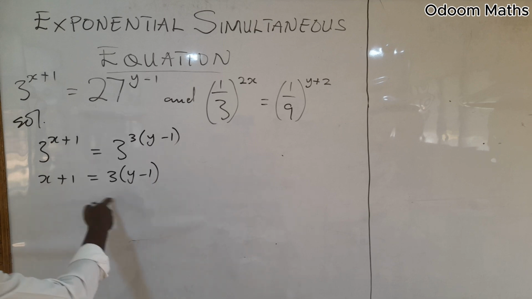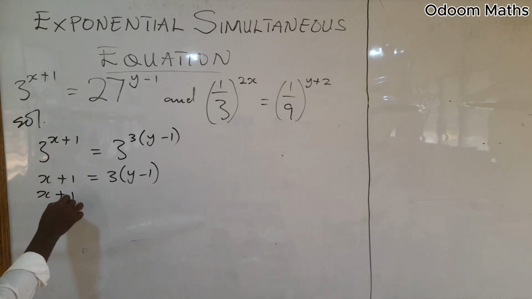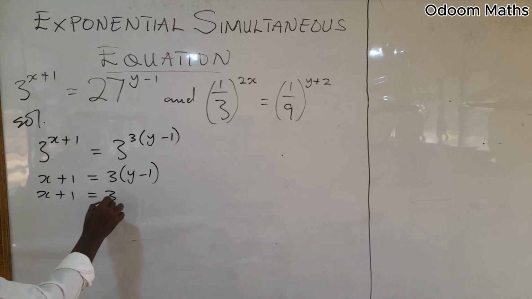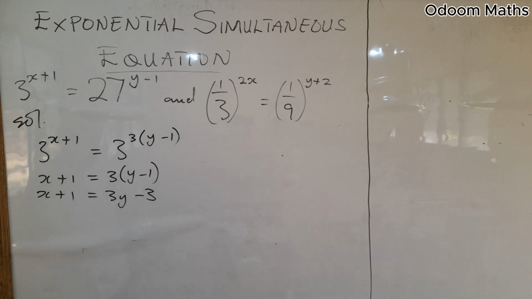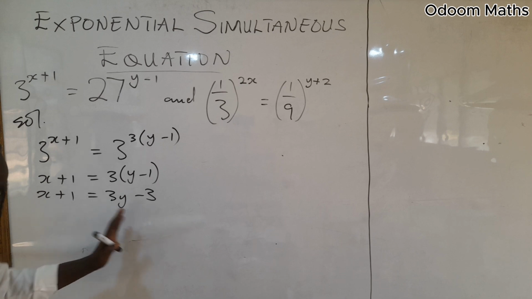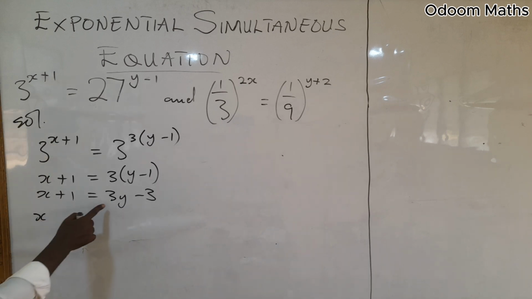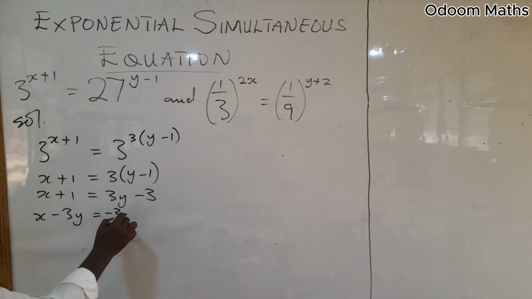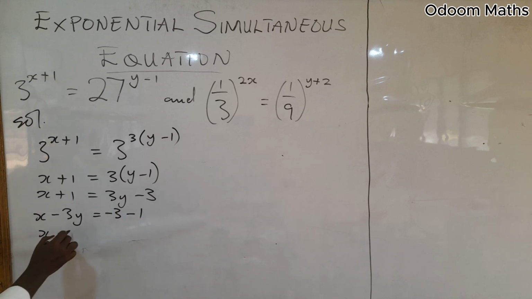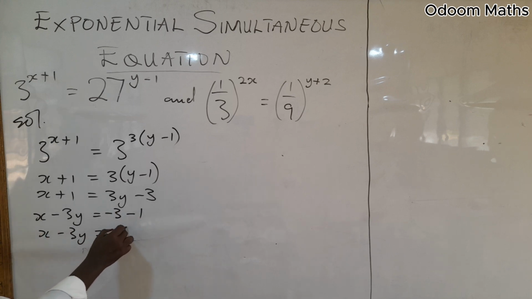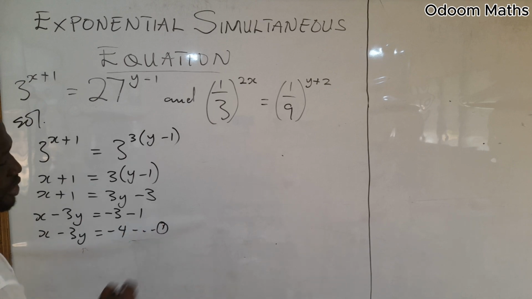Let me expand. So x plus 1 equals 3y minus 3. Now let me group the variables from the constants. So x minus 3y becomes negative 3 minus 1. So x minus 3y is going to be negative 4. Let's call this equation 1.